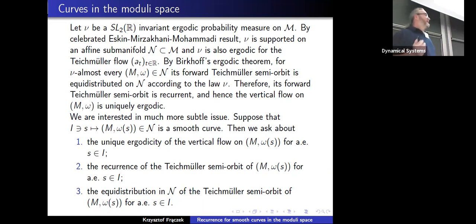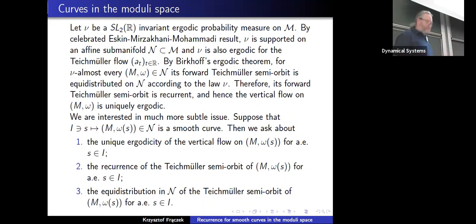So it's a well-known result, but I wanted to say something about it because our main interest is related in a sense to this result, but we would like to have much more. So our aim is to consider some smooth curves in the moduli space N. And now, because it's a one-dimensional submanifold, we ask about unique ergodicity, recurrence of the Teichmüller semi-orbit, or equidistribution of semi-orbits for almost every surface, but not starting from the whole submanifold N, we care only about elements of a curve.